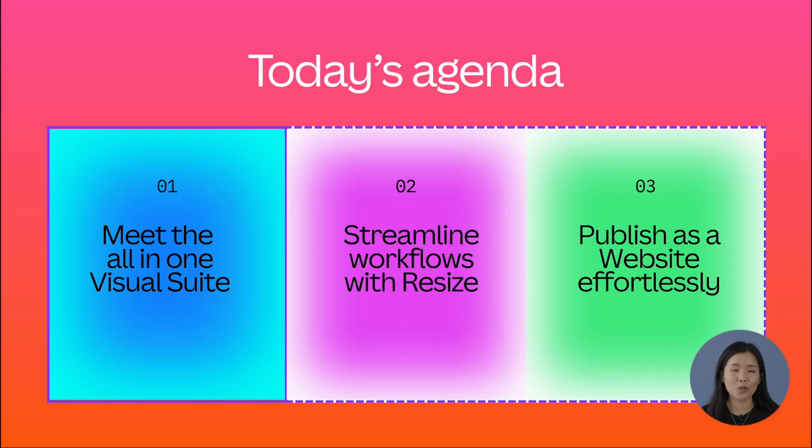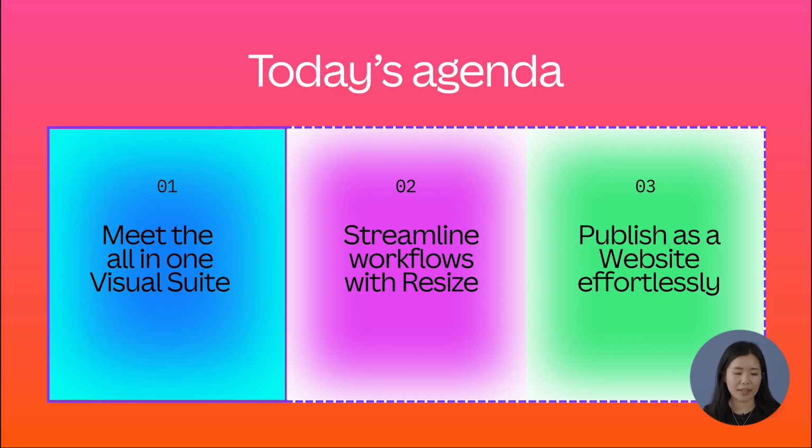First up, we'll explore the all-in-one Visual Suite, a powerful way to bring your entire campaign into one connected place, from strategy to execution. Next, we'll explore how to streamline your workflow with Resize, making it easy to adapt your designs across formats and channels without starting from scratch. It's a fast, flexible way to roll out campaigns in just one click. And finally, I'll show you how to publish your design as a website, so you can turn campaign briefs, assets, or landing pages into a single live link that's always up to date and all in one place.